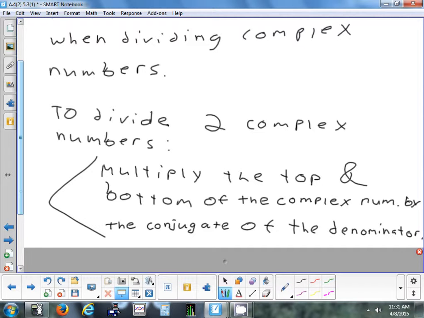Question? Can you re-say what you just said? Yeah. To divide two complex numbers, multiply the top and the bottom by the conjugate of what's in the bottom. Just to get rid of the i. And what that's going to do is get rid of all the i's in the bottom. That's the goal.